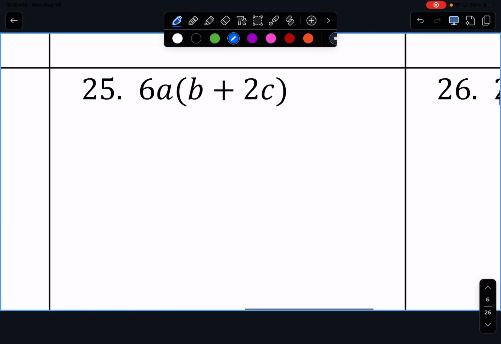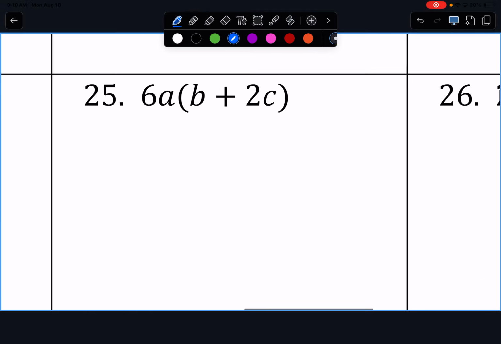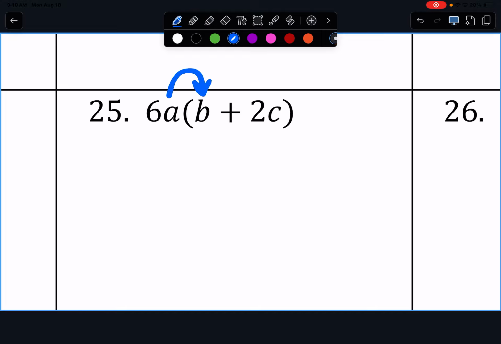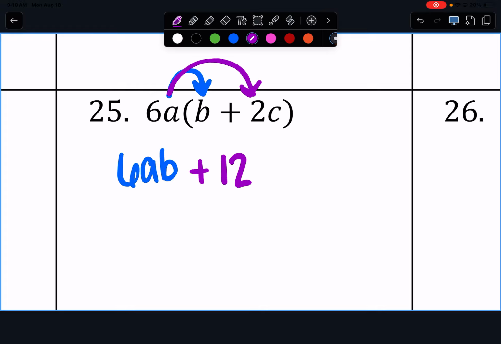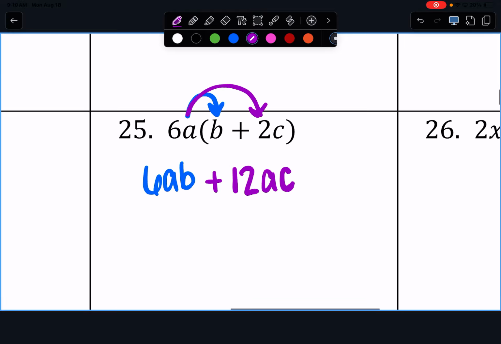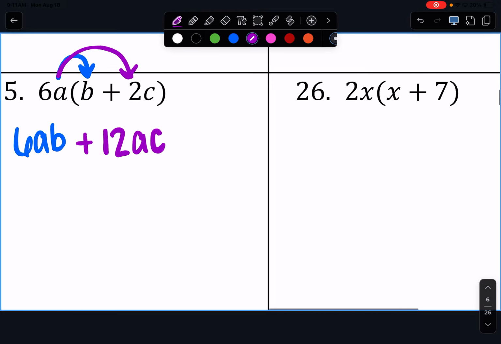Let's go ahead and look at 25. For 25, I have to distribute 6a to everything. So 6a times b is going to give us 6ab. And then 6a times 2c is going to give us 12 what? AC.